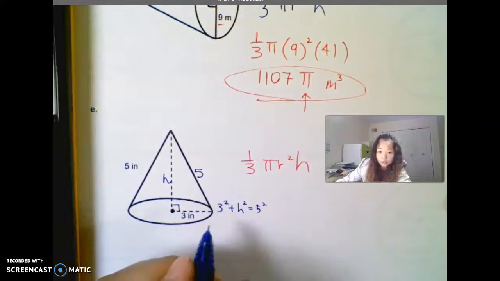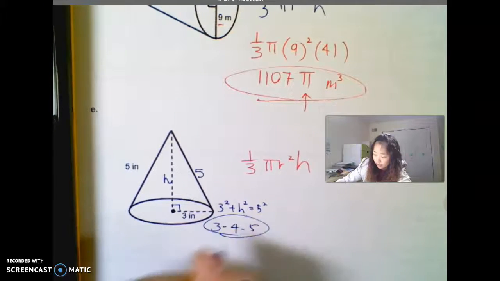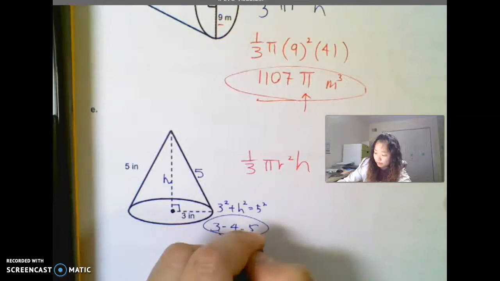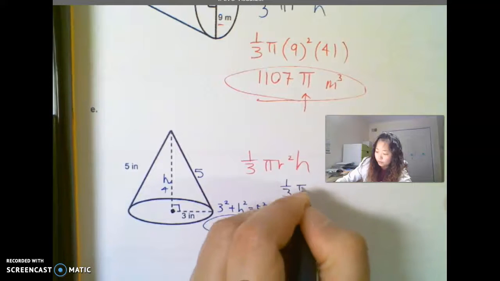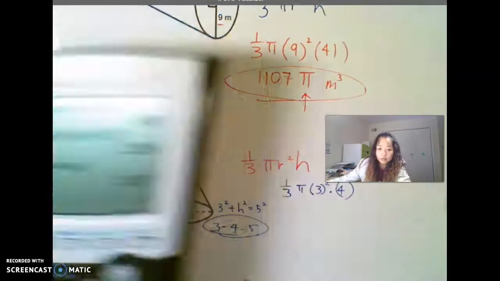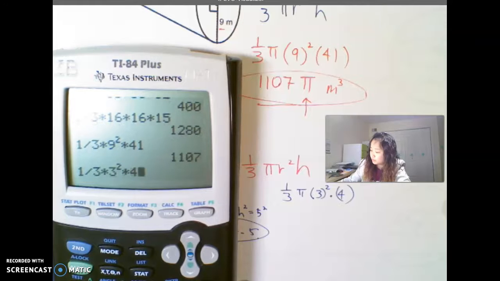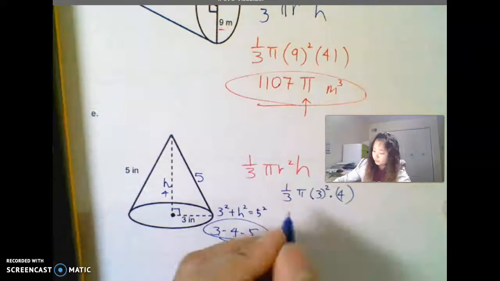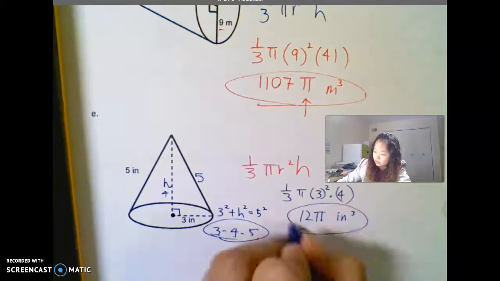I hope you really don't need to do the whole 3 squared plus h squared equals 5 squared. Yes, you can do it. I mean, by now, if you still need to do that, that's fine. But I hope you know it's 3, 4, 5 triangles, so h is just 4. So it would be 1/3 pi 3 squared times the 4. Grab a calculator. 1/3 times 3 squared times 4. 12. Don't forget the pi. Don't forget the units.